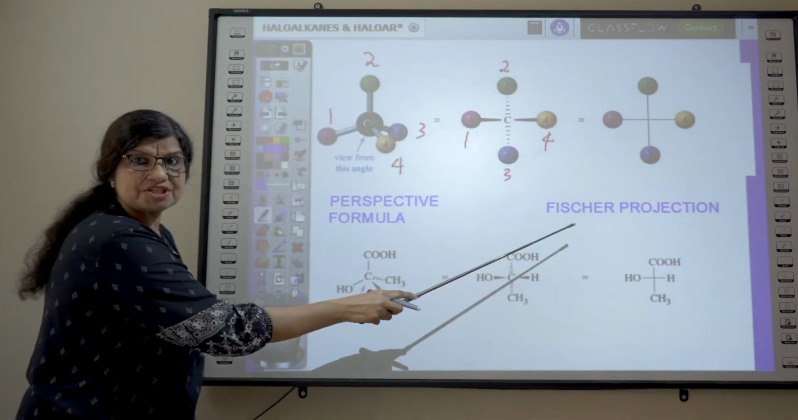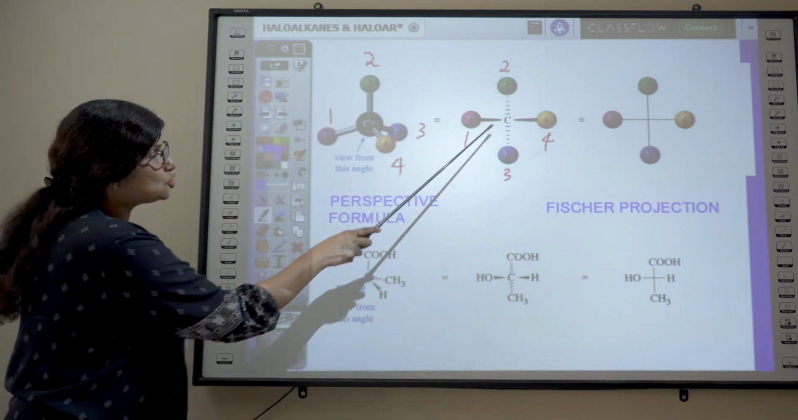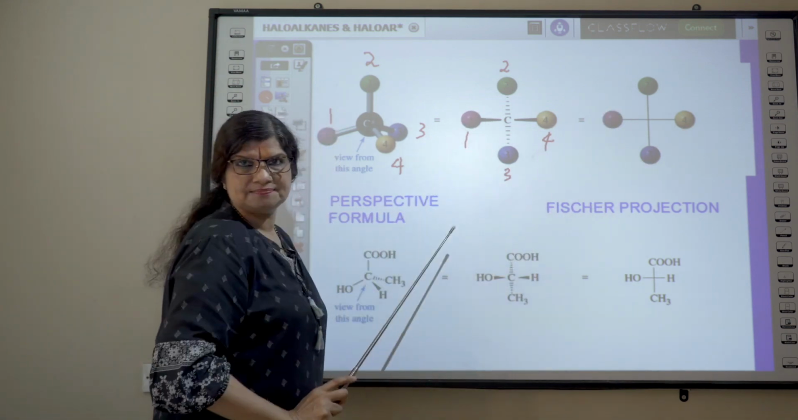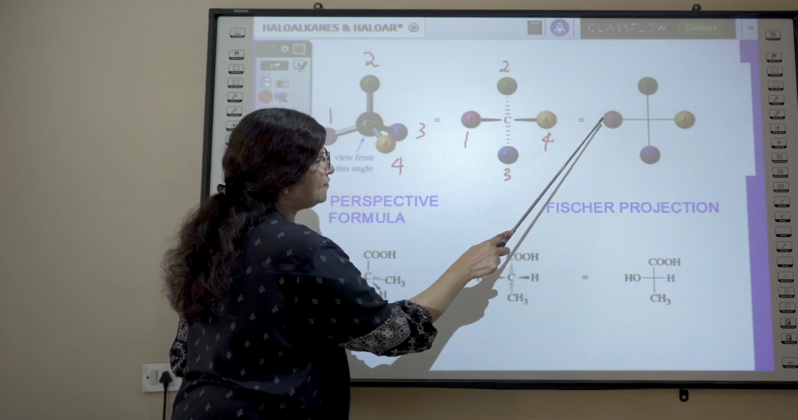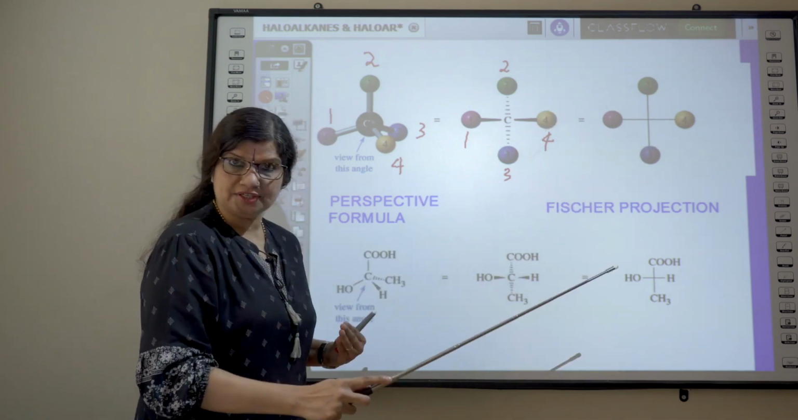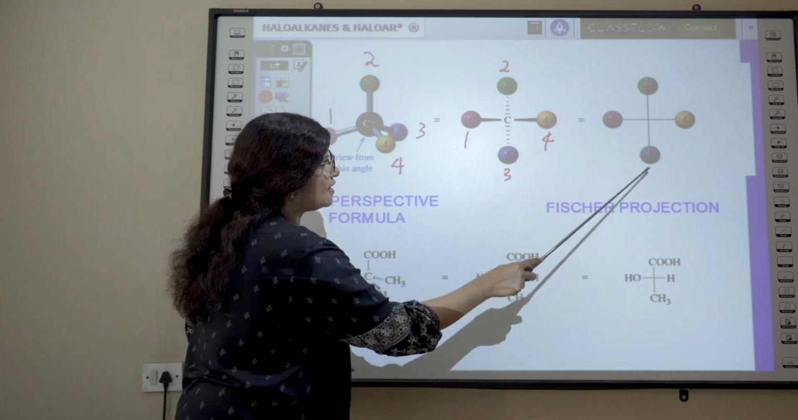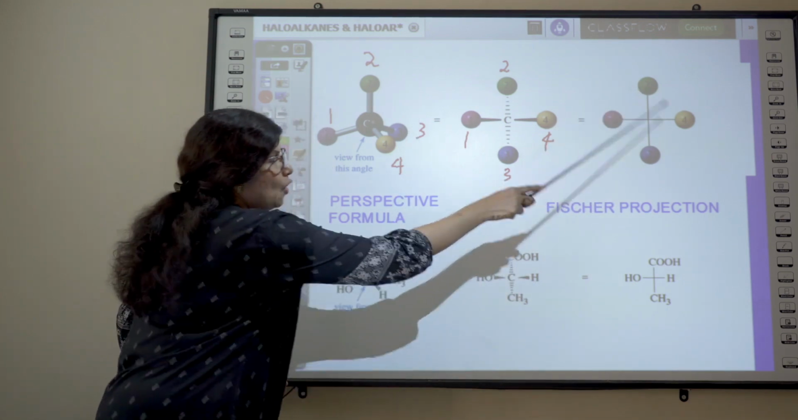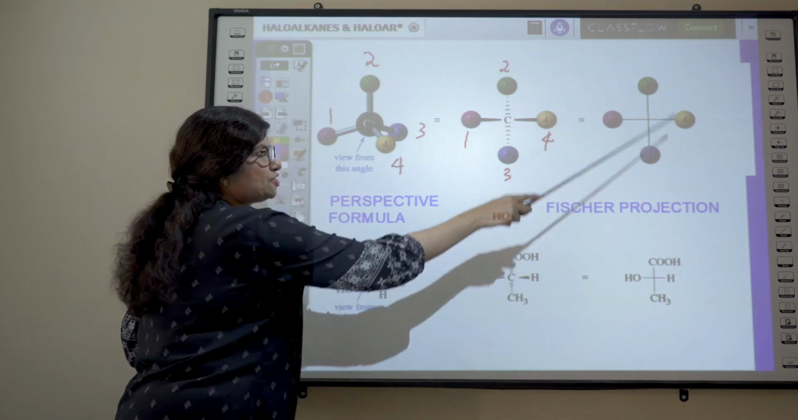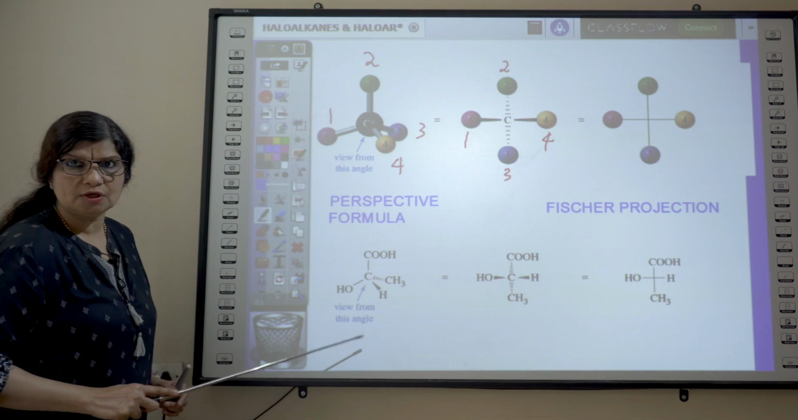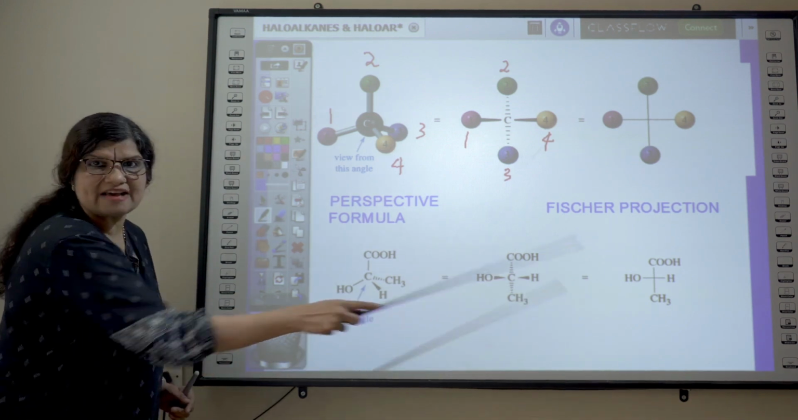Now in a Fischer projection formula, there is no need to show the carbon atom. You can draw two intersecting lines. Okay. The horizontal line will comprise these two components, the components which were in front of your vision, alright, and 2 and 3 will constitute the components of the vertical bond. This is how you represent the Fischer projection formula. Okay. Now, for this example, look at the way the representations have been done.